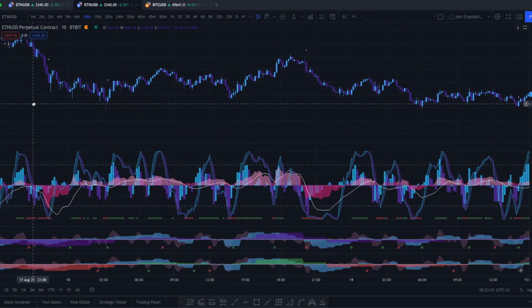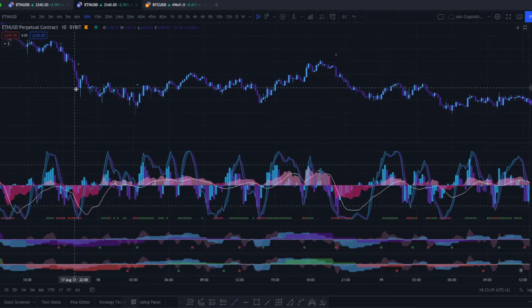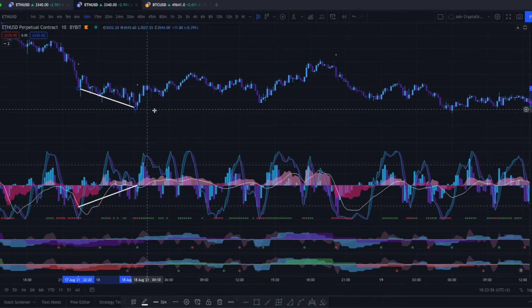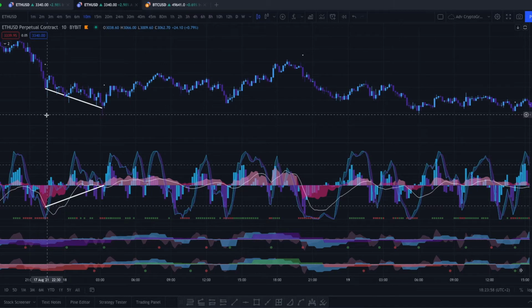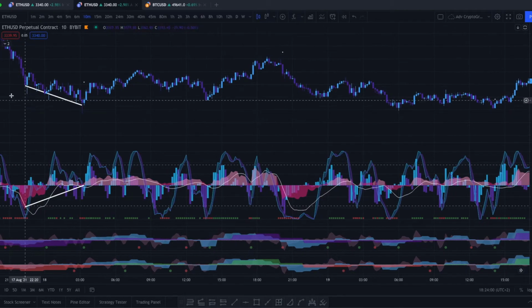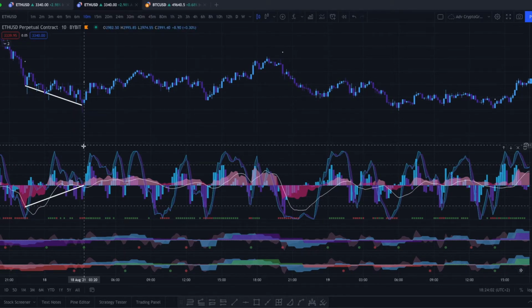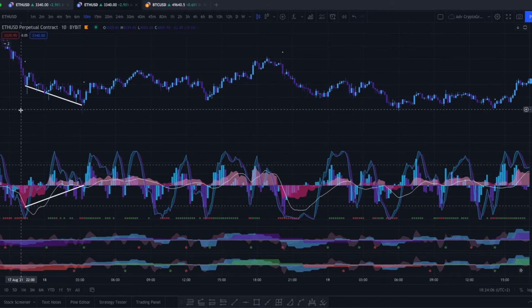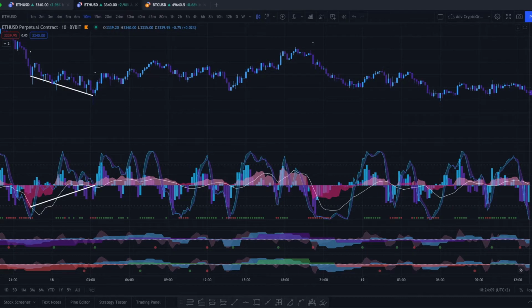Let's find another divergence. You can see TSV is increasing while price is still decreasing. So that's the bullish divergence once again. Step number 2, we want to see TSV going up again. It's also happening. So that's step 1, step 2.